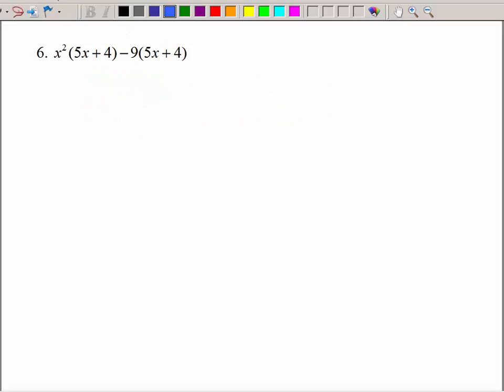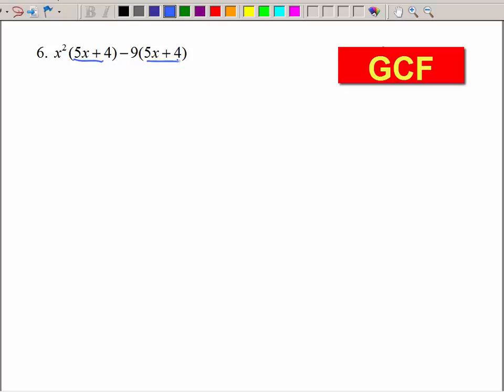So let's look at number 6. Wow. Yeah, I see a minus sign, but I see lots of other weird things. Remember, we always want to look for that greatest common factor. So if you go way back to when we were talking about greatest common factors, sometimes those are not monomials, sometimes they are binomials. So they both have 5x plus 4 in common. I'm going to take out the 5x plus 4, and remember, we're just dividing both of these terms by 5x plus 4. So if I divide that out, and write down what's left, I have x squared minus 9.